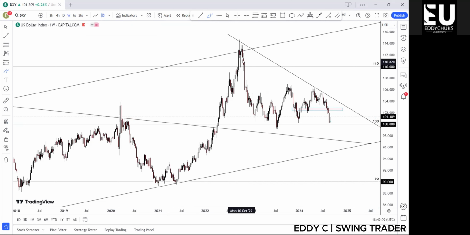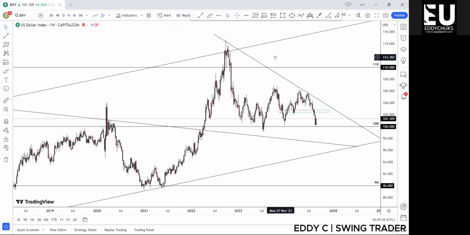So imagine you are trading from this zone here to this zone. This is roughly about 500 or 1,000 pips. So you sold from here and then you're taking your profit from here. This is how swing trading works. I want you guys to understand that this is how swing trading works.